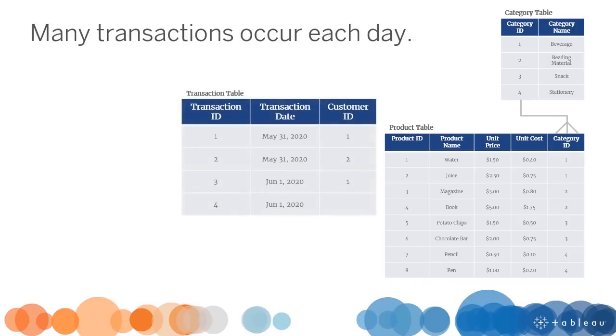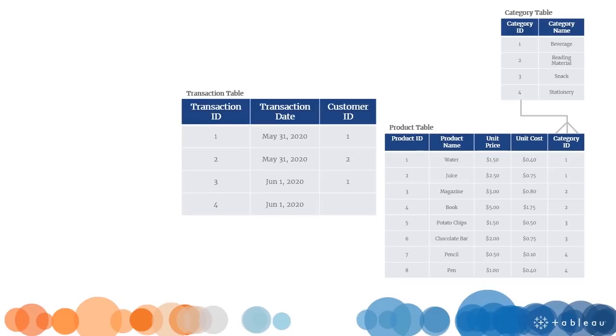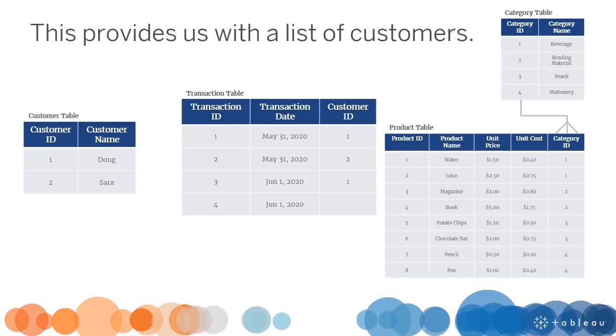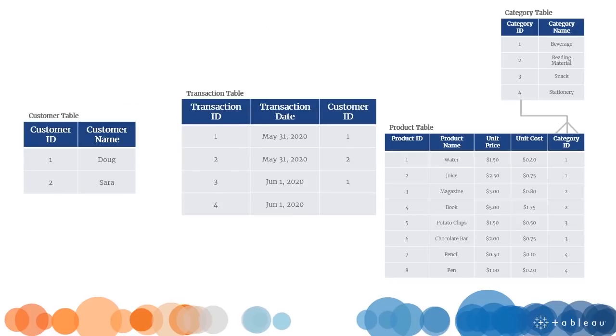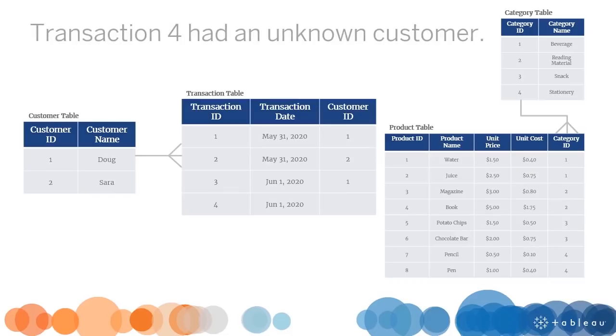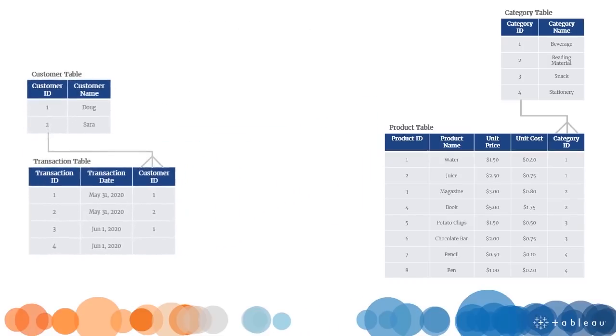Many transactions occur each day. Each transaction has a unique transaction ID. Some customers use our reward card system during a transaction. This provides us with a partial list of customers. Doug was a repeat customer in transactions 1 and 3. Transaction 4 had an unknown customer. There is a one-to-many relationship between the customer table and the transaction table. The two tables relate based on a common field, customer ID.